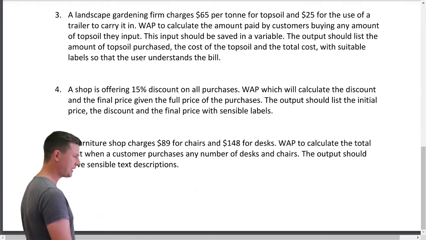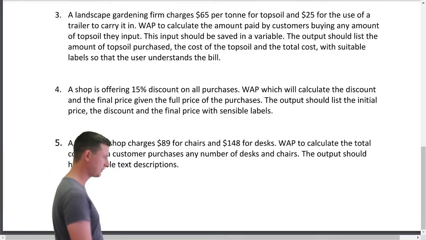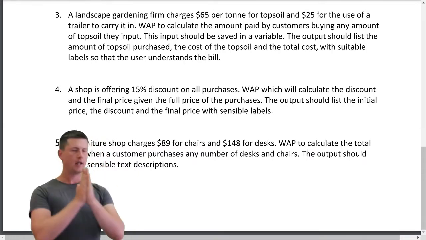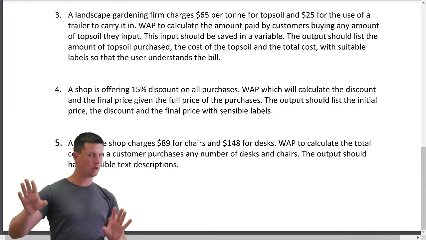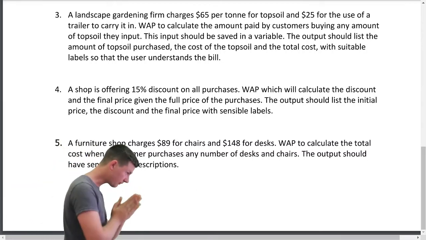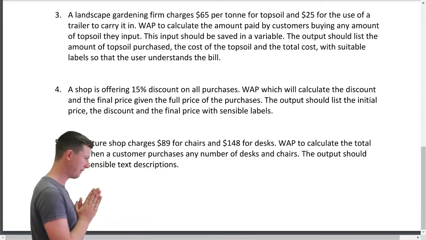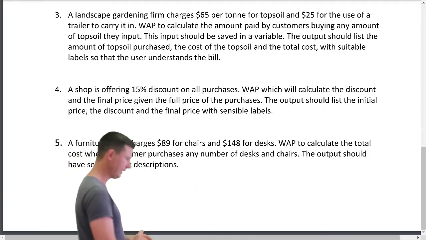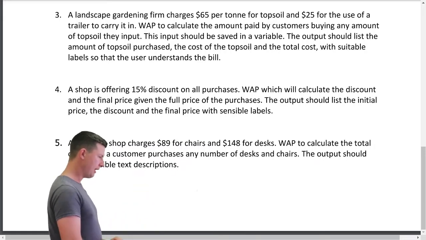A landscape gardening firm charges $65 per tonne for topsoil and $25 for the use of a trailer to carry it in. Note here, the user will always use the trailer. They bring their own, too bad. You're always paying the $25 for the trailer. We're not asking them if they're using the trailer. Write a program to calculate the amount paid by customers buying any amount of topsoil they input. This input should be saved in a variable. The output should list the amount of topsoil purchased, the cost of the topsoil, and the total cost, with a suitable label so that the user understands the bill.